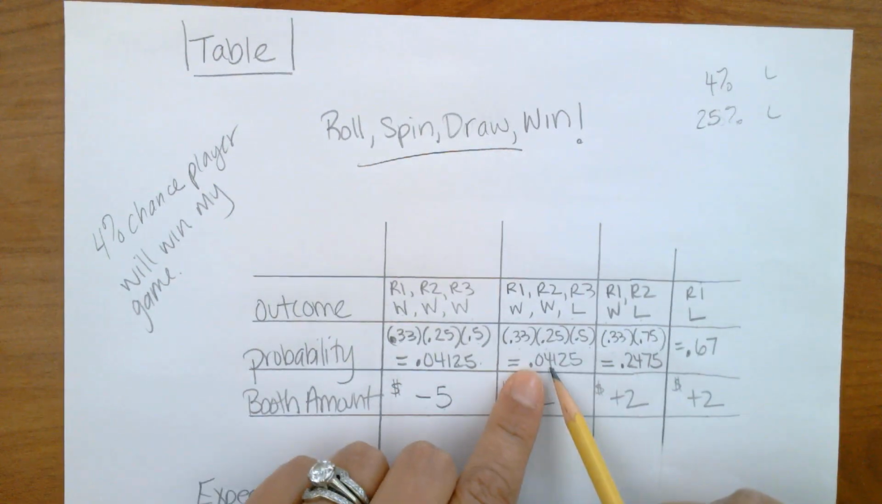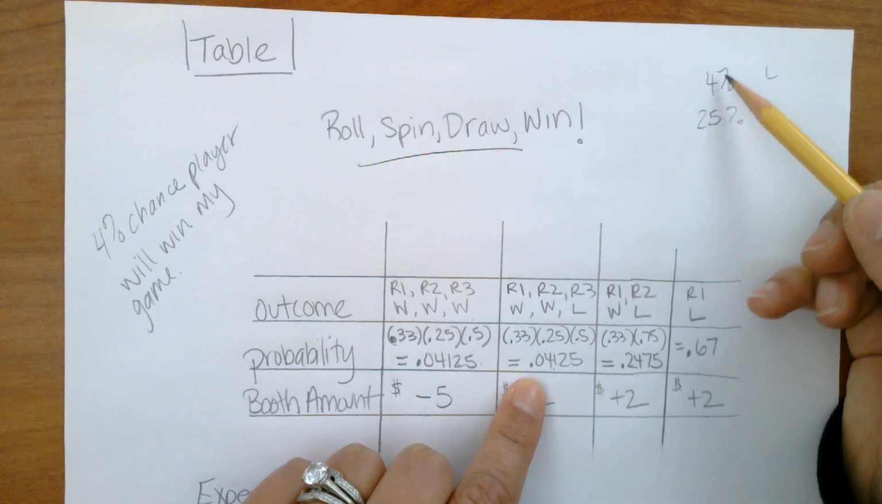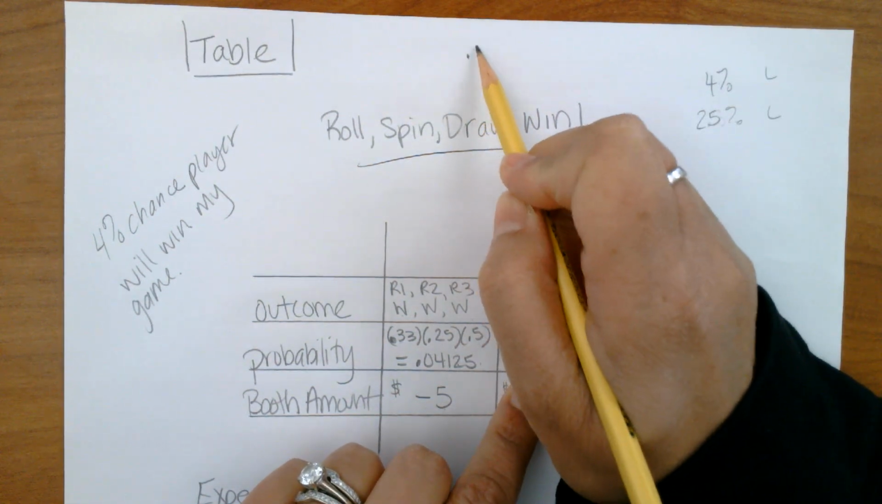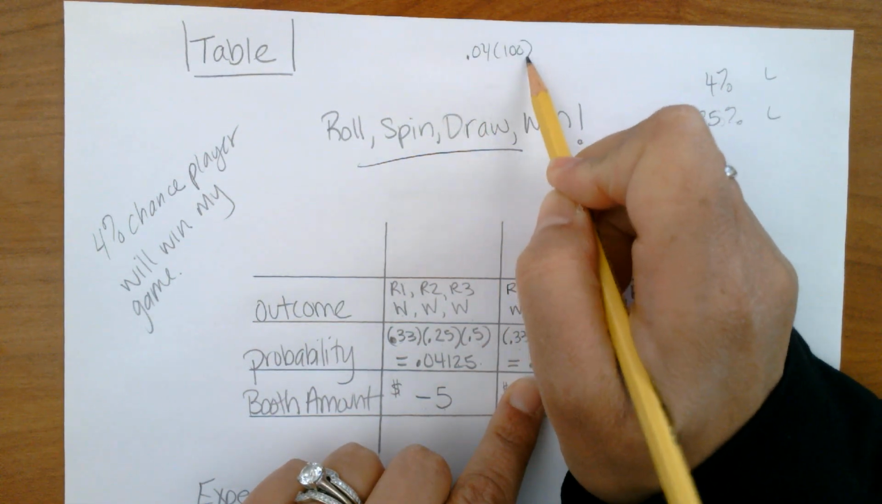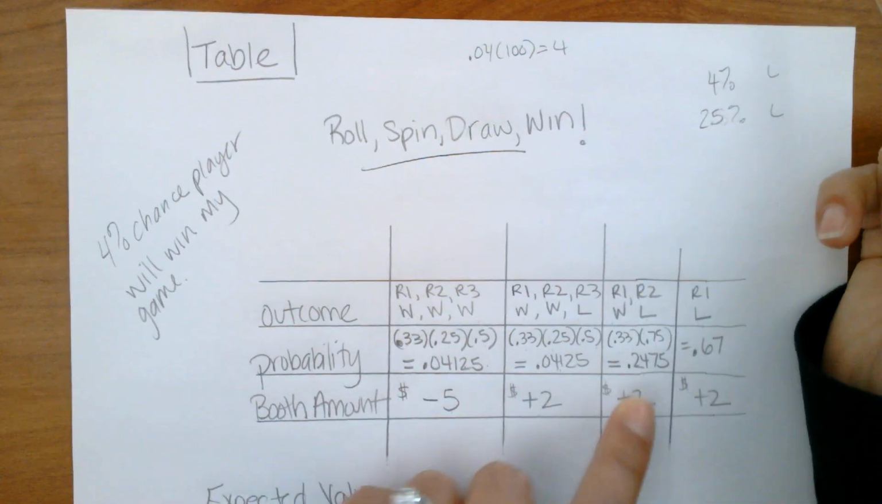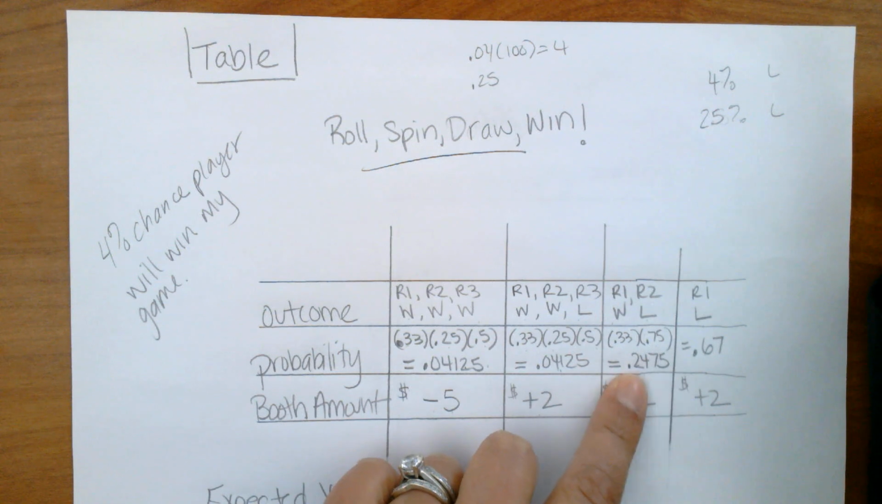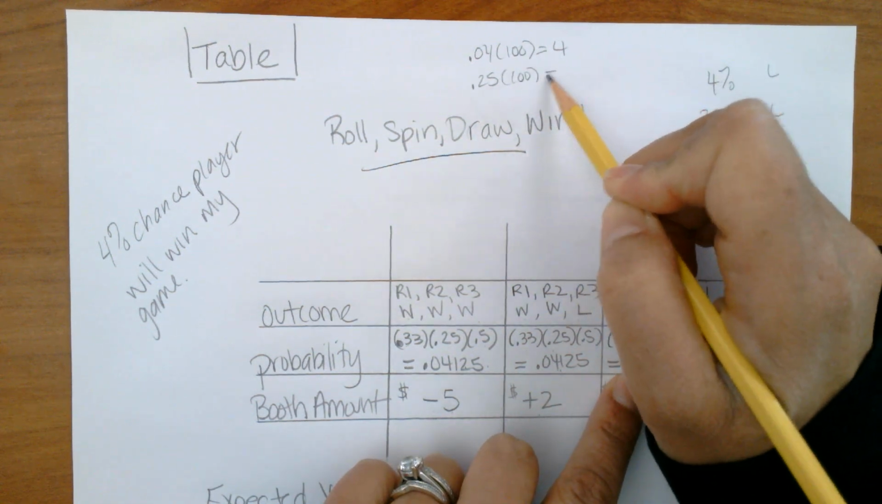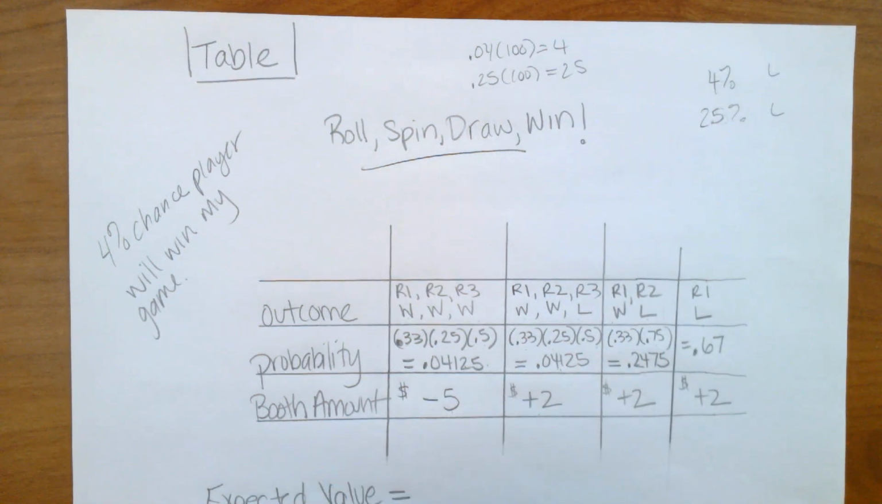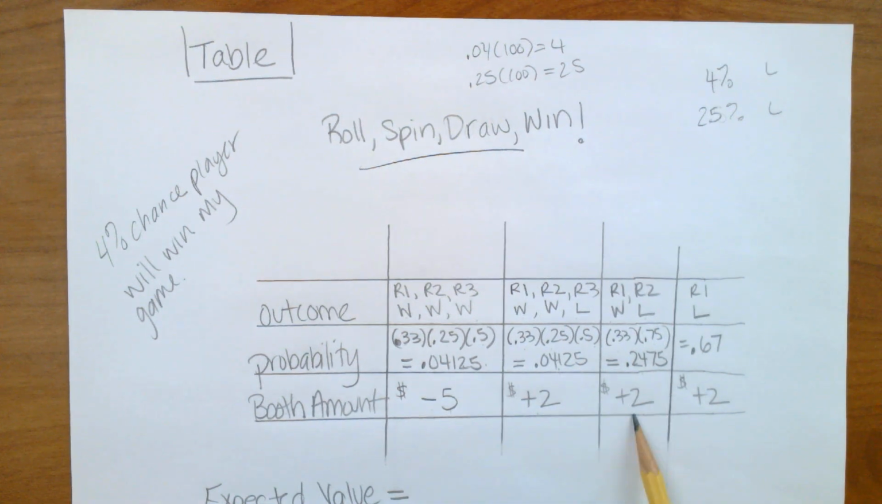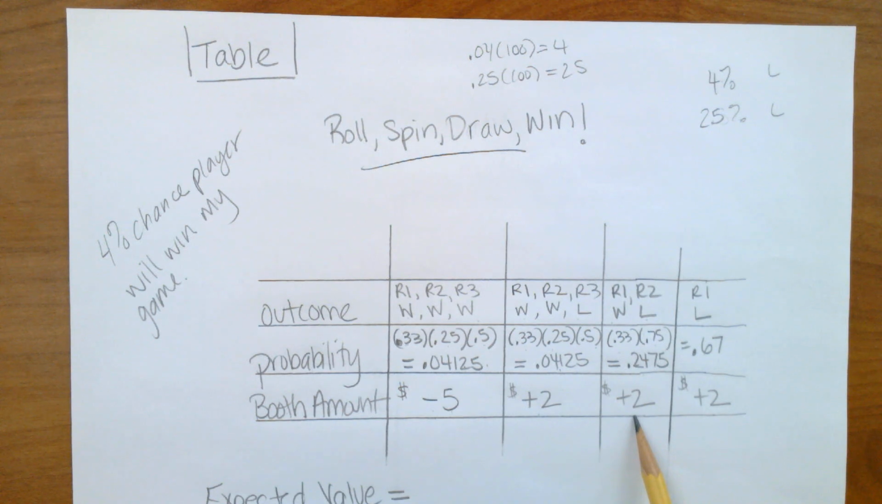To turn it into a percent, I'm just taking 0.04 and multiplying it by 100. That's how I get the percent. Here, I took 0.25, I rounded that, and I multiplied it by 100, and I got 25. So I'm just rounding, everybody. And I get to dish out that $2.